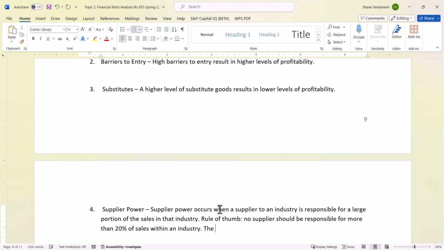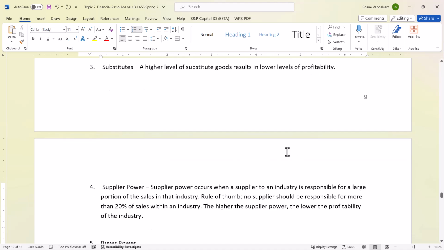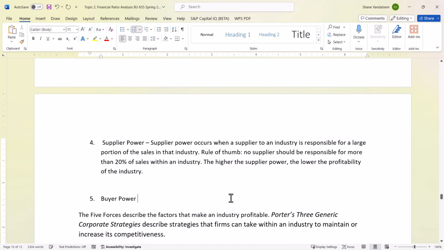The higher the supplier power, the lower the profitability for the industry. Because that supplier is going to want to take as much profit as they can. And so they're going to limit the profitability of the firms within that industry by taking as much profit as they can. Buyer power is the same idea.